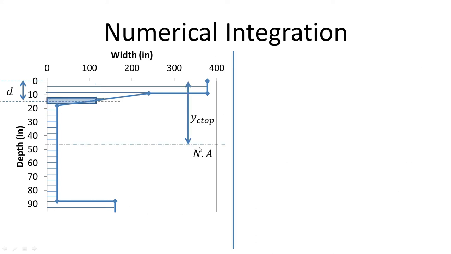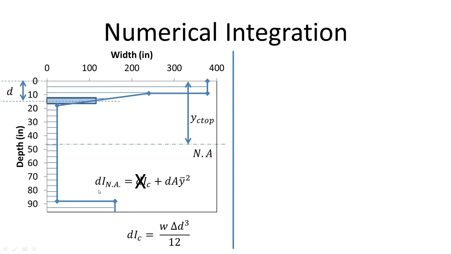Now that we know the location of the neutral axis from the top, we need to figure out the moment of inertia of each strip with respect to the neutral axis. And we can use the parallel axis theorem to do that. So the moment of inertia of each strip about the neutral axis will be the moment of inertia of each strip about its own centroidal axis plus the area of the strip multiplied by the square of the distance of the strip to the neutral axis. The moment of inertia of the strip about its own centroidal axis is very small and can be ignored.